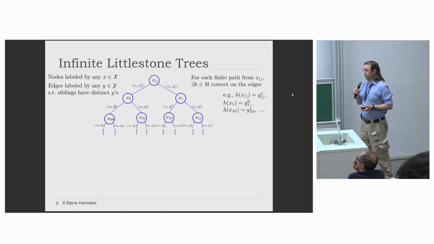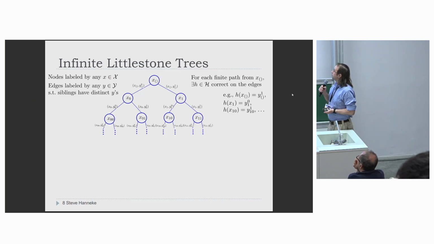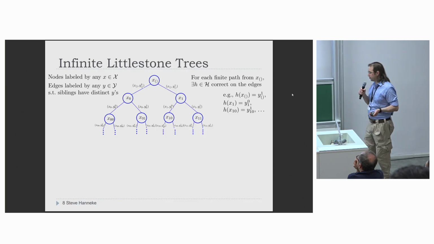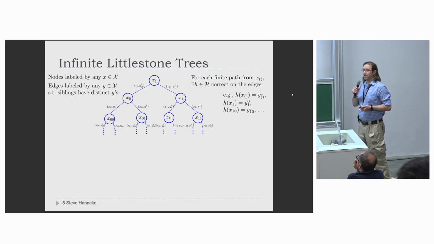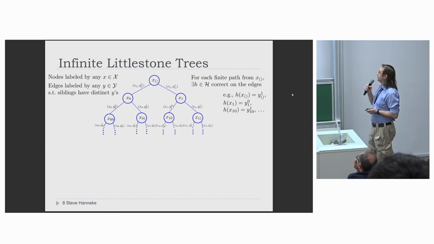Okay, let's talk about those structures. The simplest one is Littlestone trees. An infinite Littlestone tree is just an infinite binary tree where the nodes are labeled by x's from the instance space, and the two edges have labels from the label space, where two siblings have to have different labels.